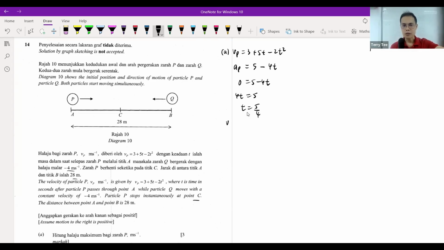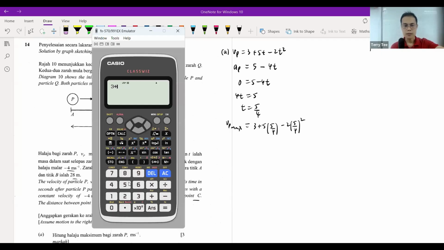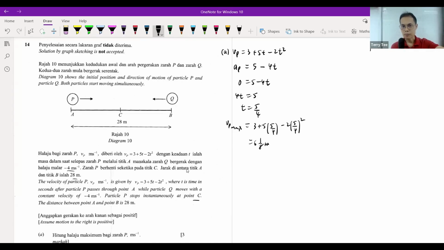Now remember, maximum velocity in this case happens when t is 5 over 4, so substitute inside. So 3 plus 5 times 5 over 4, minus 2 times 5 over 4 squared. Now use your calculator. All right, 3 plus 5 times 5 over 4, then minus 2 times (5 over 4) squared. My answer is 49 over 8 or 6 1 over 8 meter per second. Okay, that's my maximum velocity.